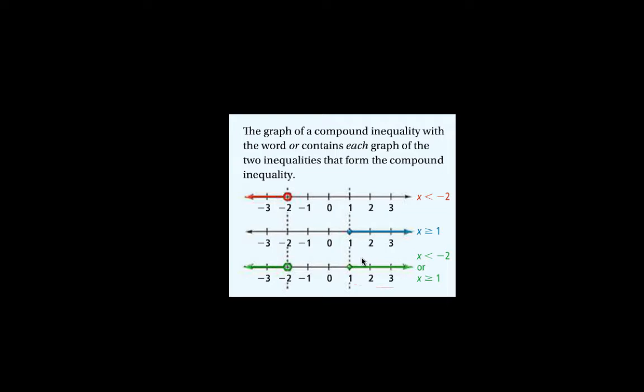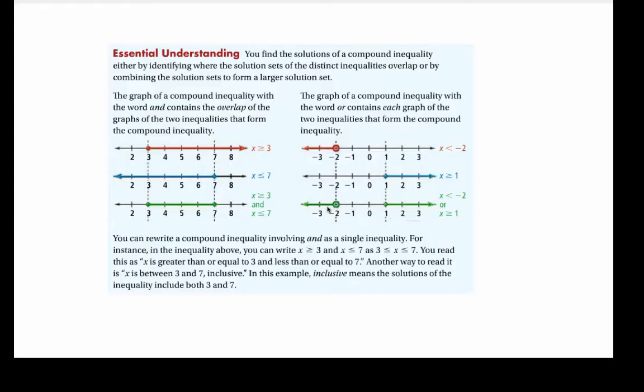If we put those two graphs on one graph, again that's our green graph here, we have an arrow going from -2 to the left with an open dot, and a closed dot on 1 with an arrow going to the right. That's the graph of that compound inequality. So you can see an or problem is going to have two parts, while an and compound inequality is going to have one part.